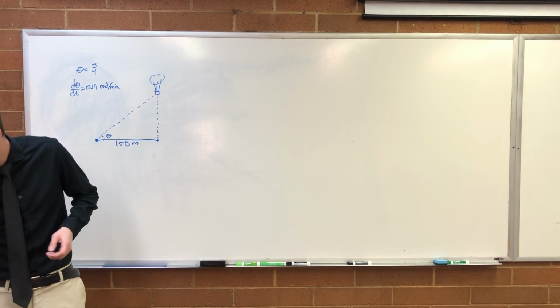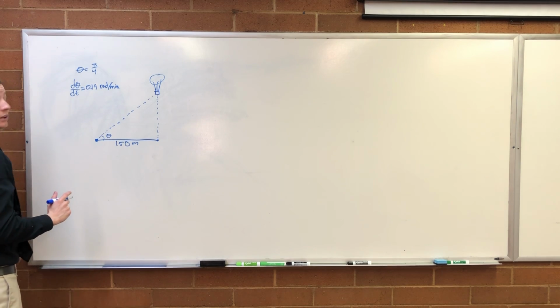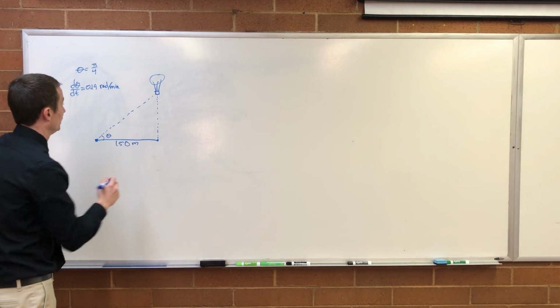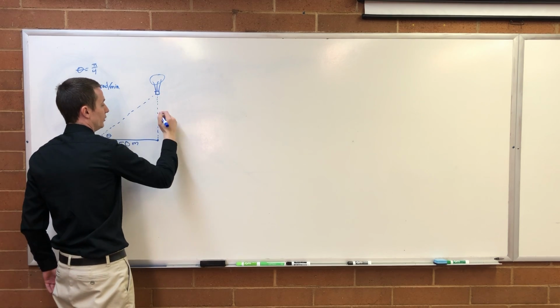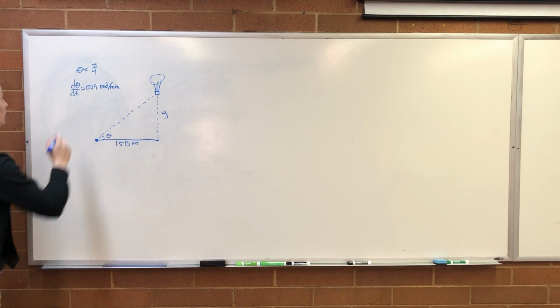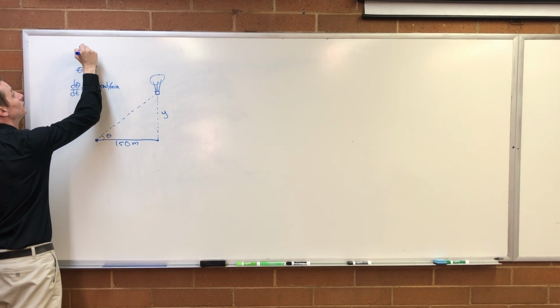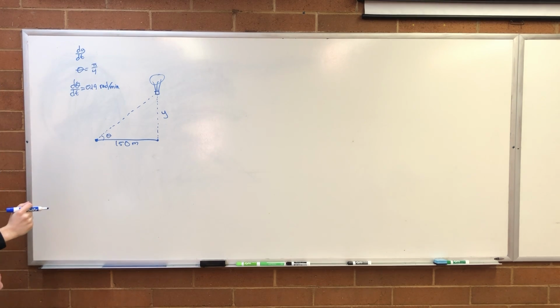How fast is the balloon rising at that moment? So how fast is the balloon going up? So we'll call this height, the height of the balloon, y. And so we want to know dy dt now. I want to know how fast the balloon is rising at this moment. Good? Okay. So now we're kind of stuck.